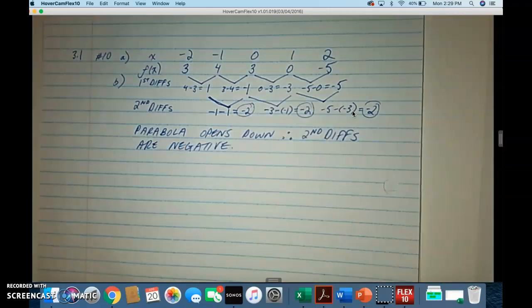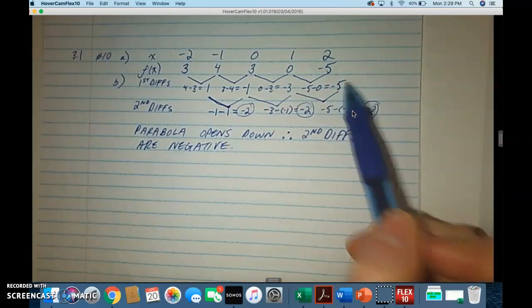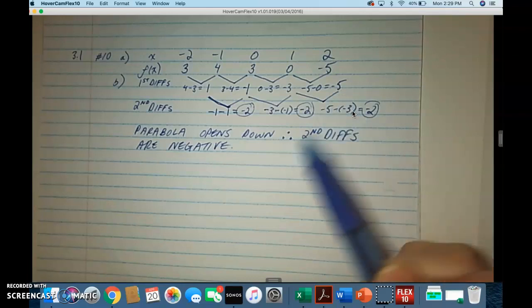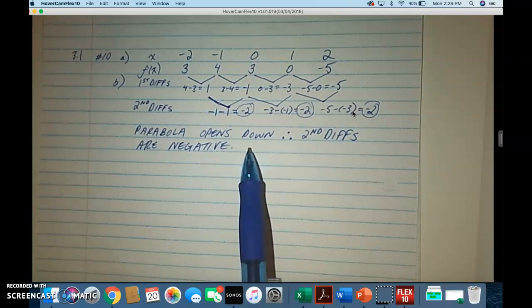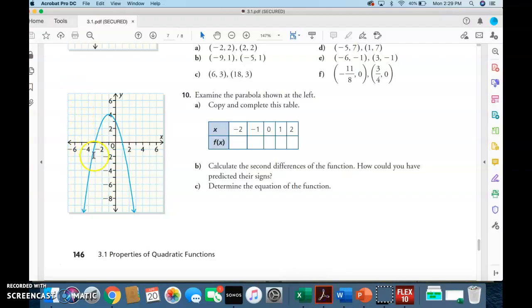Okay, number 10, that's what they were talking about. So that idea of second differences, we have to calculate the first differences first, and then there's a connection between the sign on the second differences and the direction of opening of the parabola. So if this parabola opened in the up direction instead, then you can imagine the second differences would have been positive.